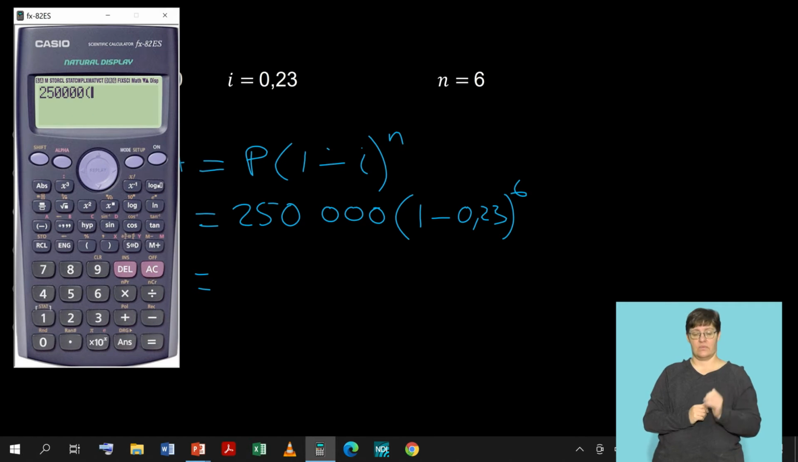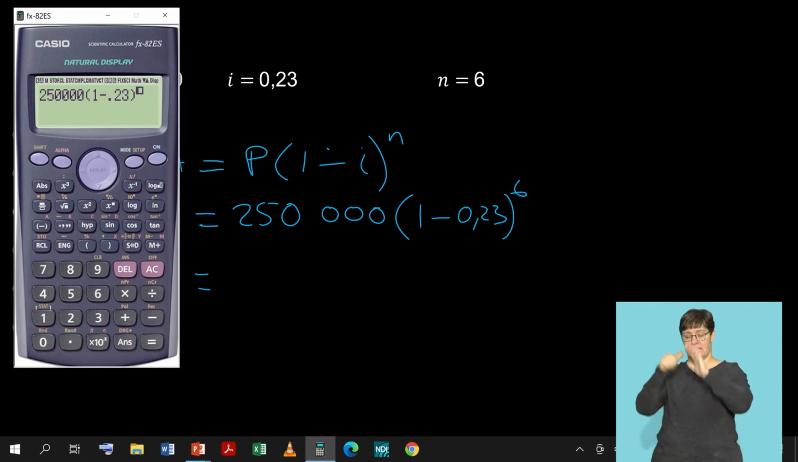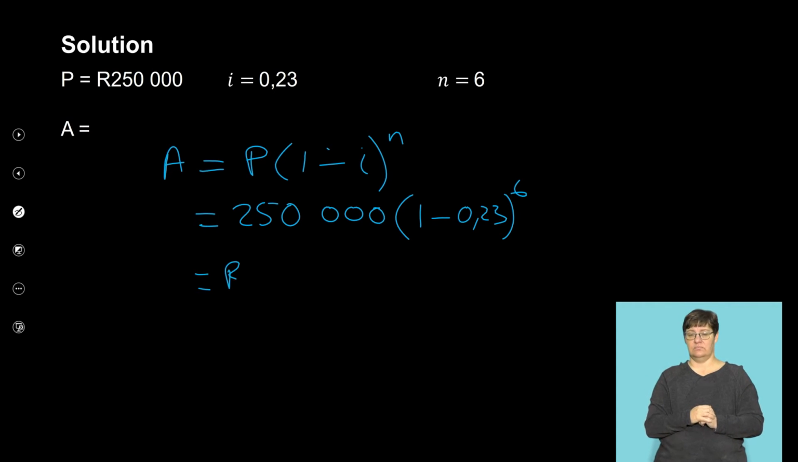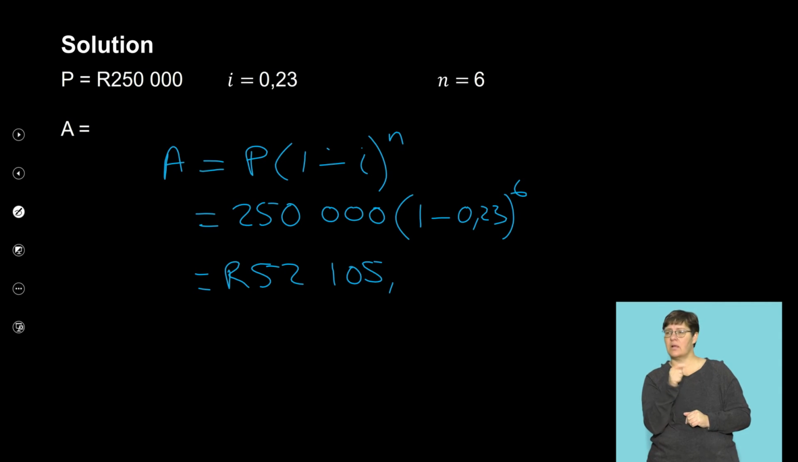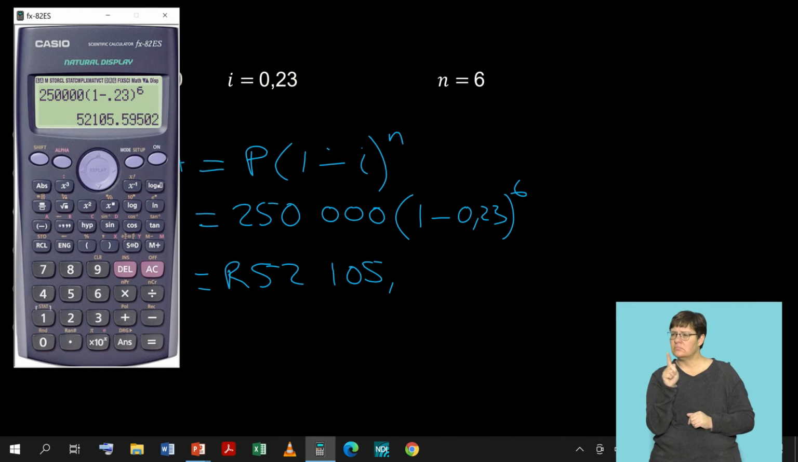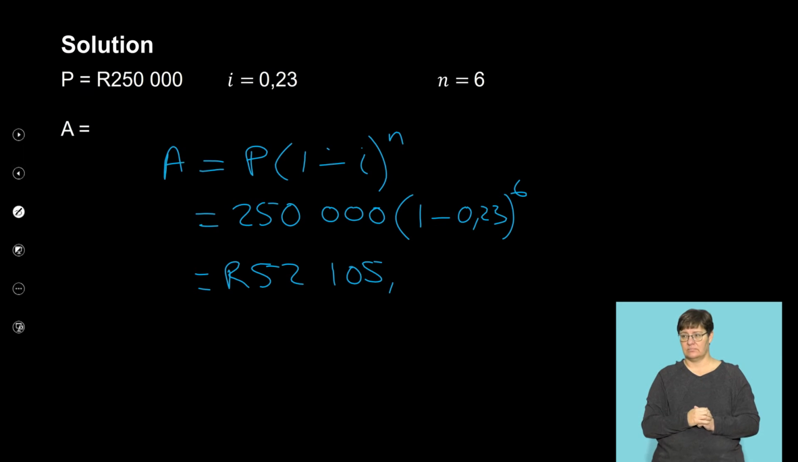And therefore, you just go straight to your calculator, and this will be 250,000, 123, into 1 minus 0.23, all raised to the exponent of 6, and this will give me 52,105. So this will be 52,105, and let's quickly just look at the cents, 60 cents. This will be 60 cents because you need to round it off to 2 decimal places, right?